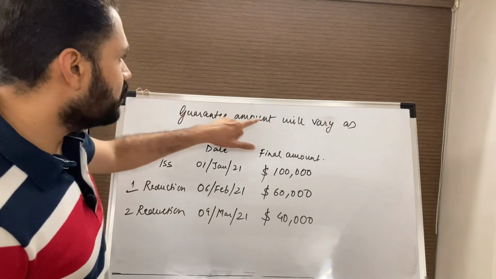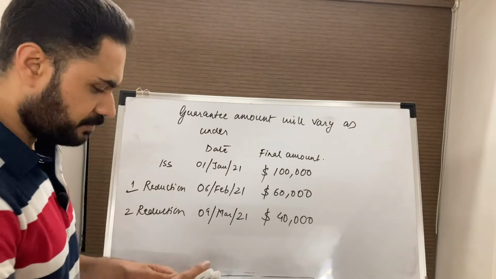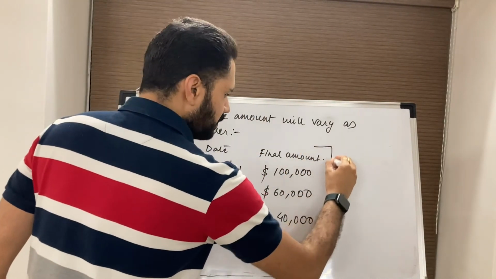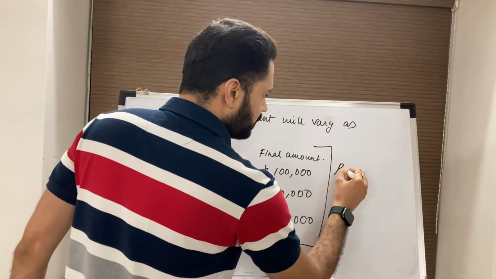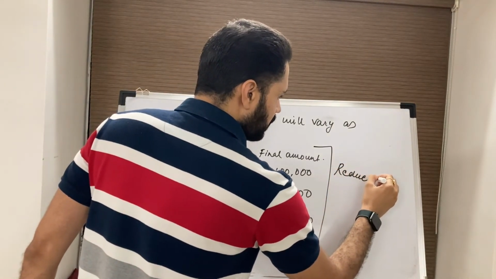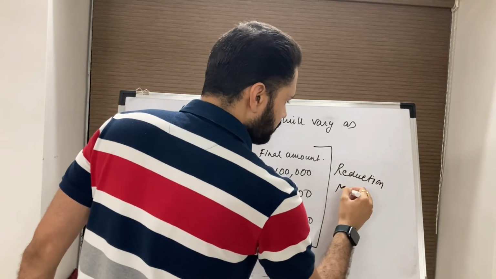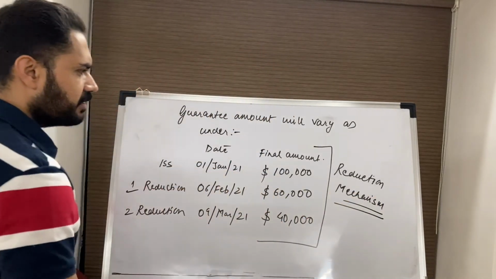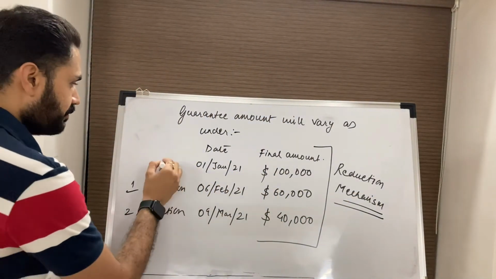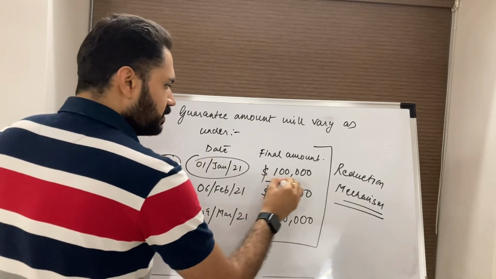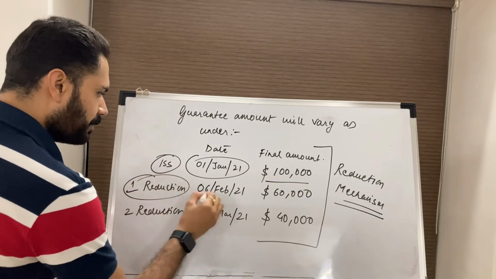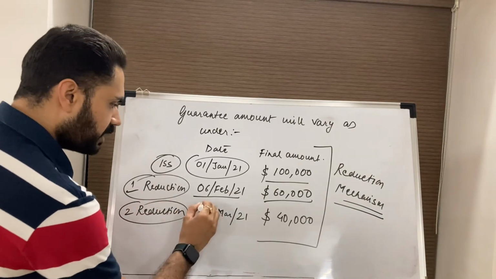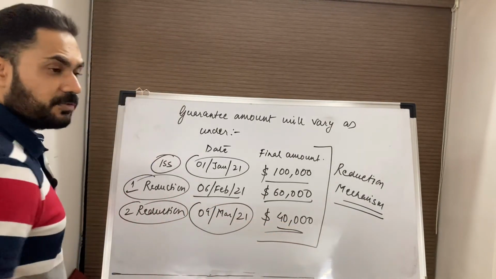The guarantee says the guarantee amount will vary as under, and this is the reduction mechanism given in the guarantee. Issue date 1st Jan, this will be the amount. First reduction will happen on this date, this will be the final amount. After the second reduction on 9th of March, the guarantee will be for 40,000.